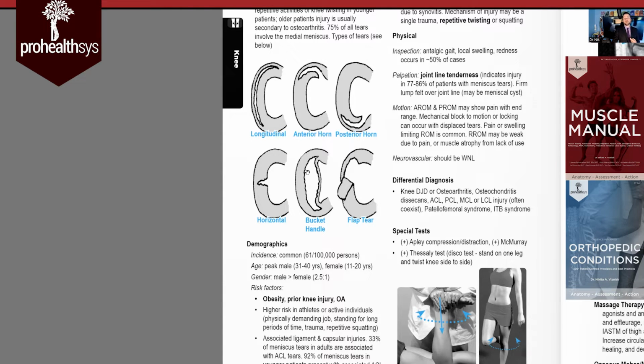Horizontal tears, bucket handle tears, flap tears. These are the ones that can fold over, lock in on themselves, and then the knee joint gets stuck in that position and the person has to move around a little bit.